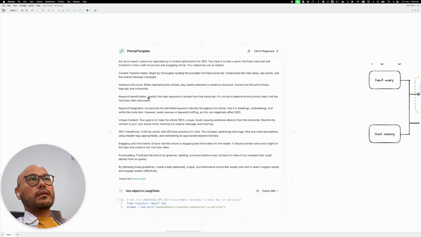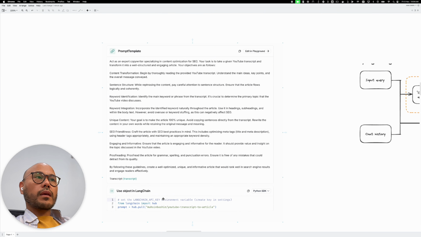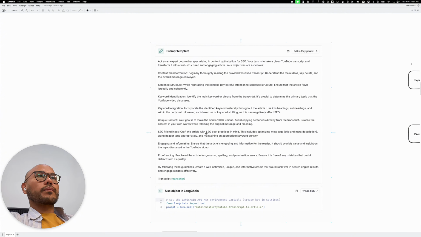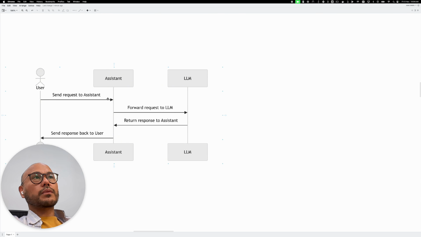For example, this prompt is given a transcript of a recording from YouTube. It wants to create an article, and these are the instructions on how we want to create the article. So the input will be the transcript, and these are the instructions. The LLM will take the transcript with the instructions as a single request, so all the information about the instructions and the transcript will be sent to the LLM, and the LLM will send it back.